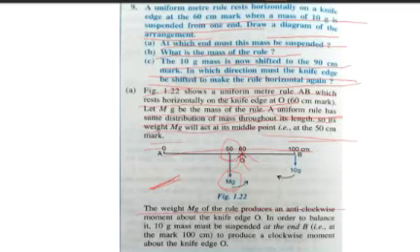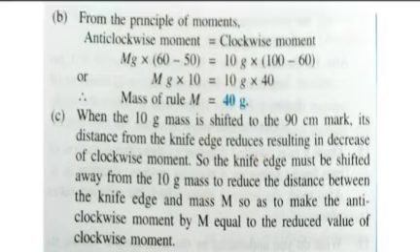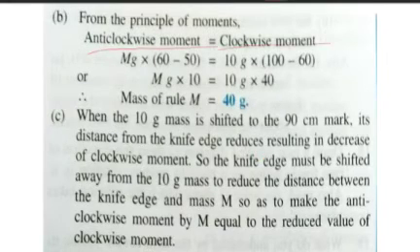The weight mg of the rule produces an anti-clockwise moment about the knife edge O. So mg will produce anti-clockwise, right? In order to balance it, 10 gram mass must be suspended at B. Here we will suspend 10 gram mass. That is the mark 100 centimeter, to produce clockwise moment about the knife edge O. Now from the principle of moments, what we have learned, anti-clockwise moment is equal to clockwise moment.